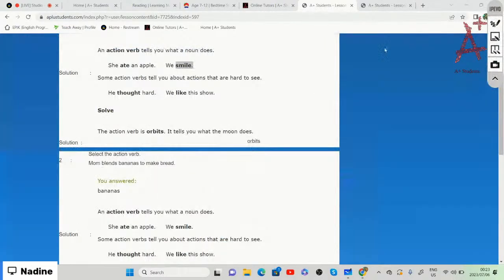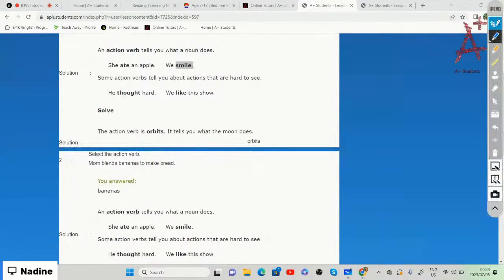Mom blends bananas to make bread. We need to choose the action verb within that sentence. Mom blends bananas to make bread?